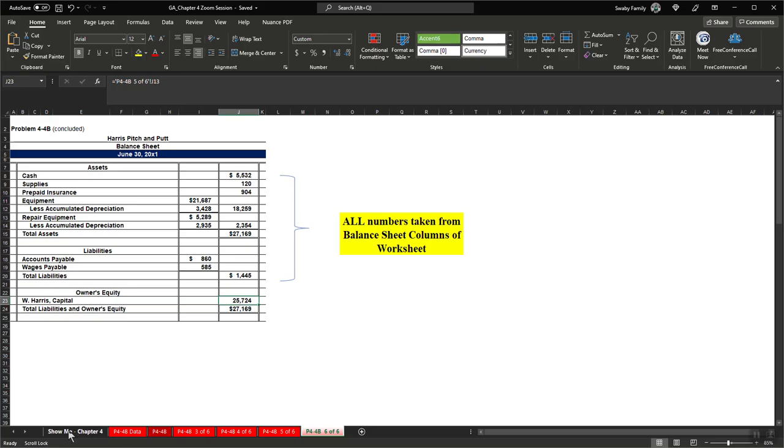I hope this helps you as you work on your chapter 4 assigned problem, which is similar to the one that we just reviewed.